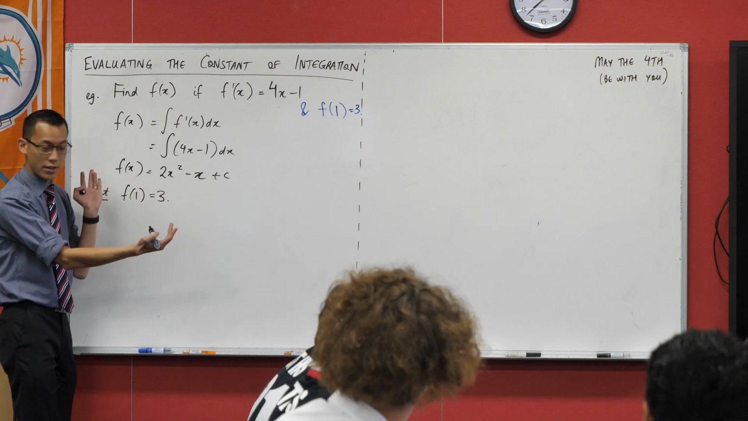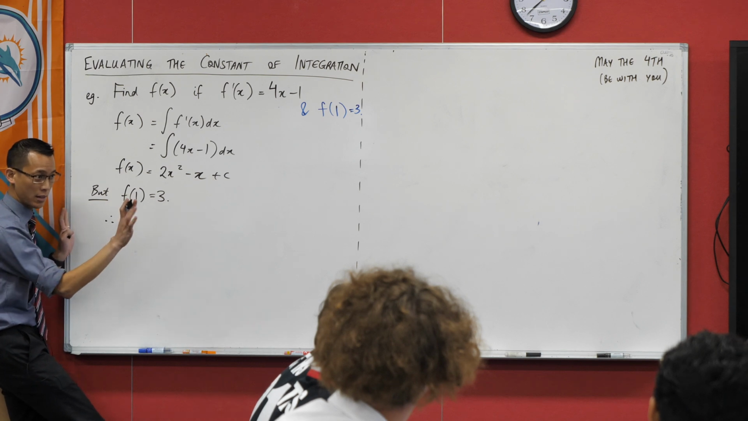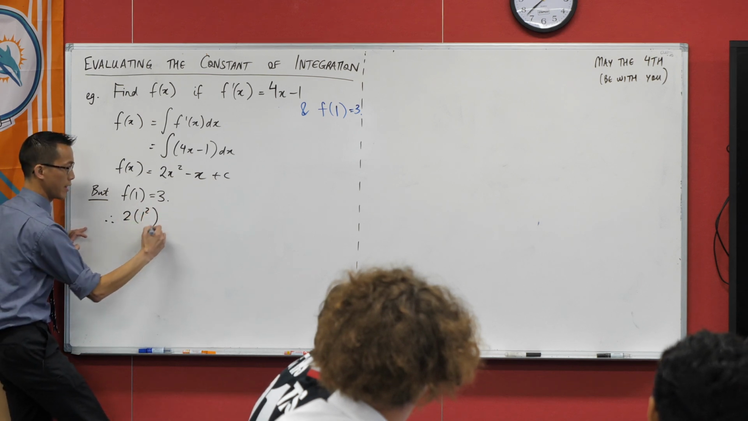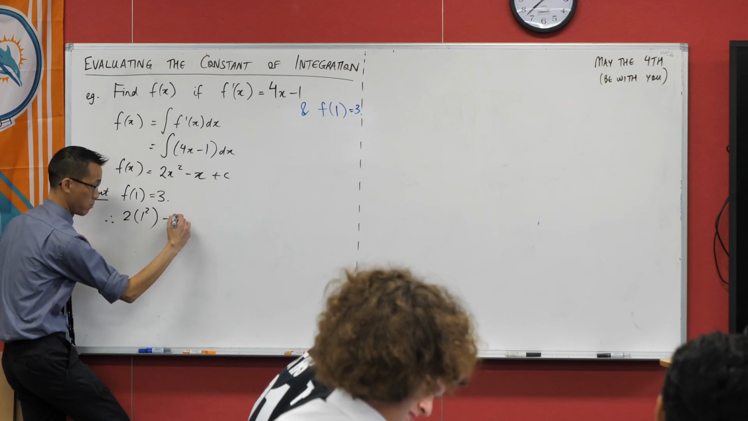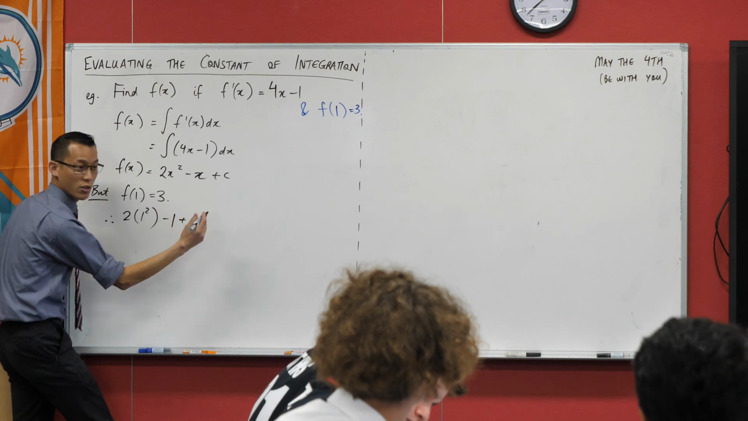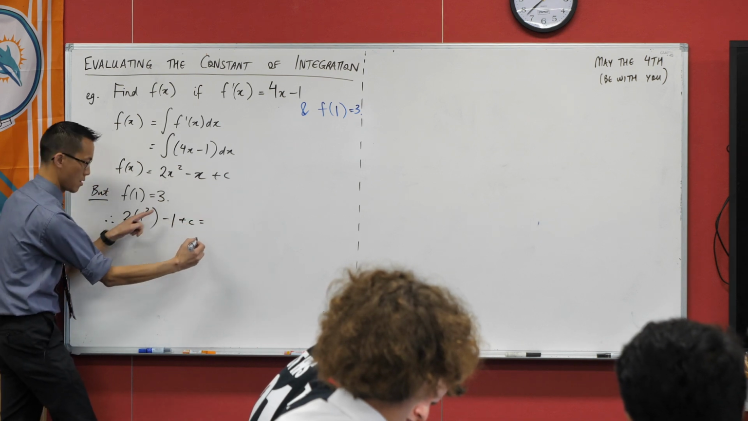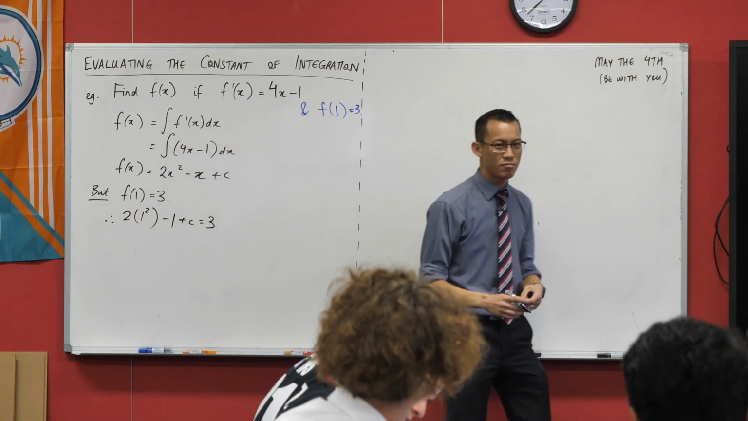According to what I have integrated, I can say, therefore, f of 1 would be, don't skip anything here, 2 of 1 squared, help me out, finish it off, minus 1, because I'm substituting in x equals 1, yes? Plus c, still don't know what that is. What's that equal to? 3, that's what I have on my right-hand side. So far, so good. And at this point, this is fairly routine.